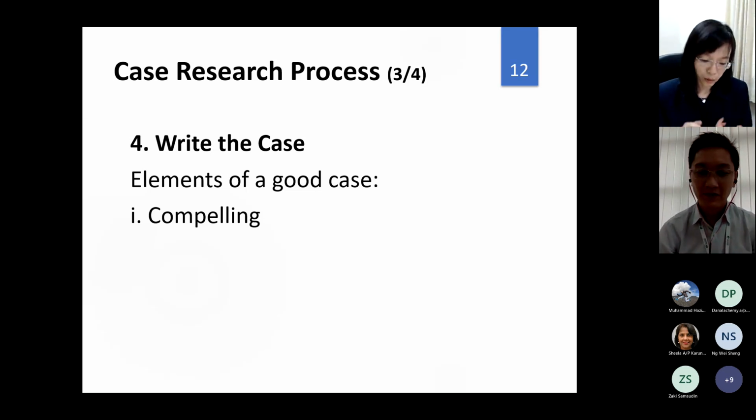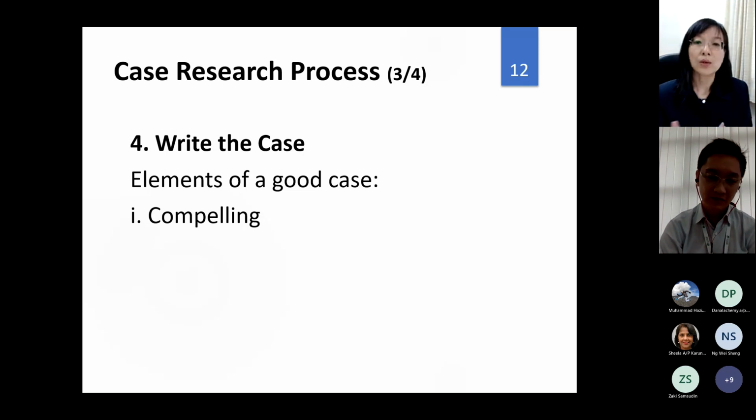The other one is to choose well-known or local companies that are well-known, because then people like to read about the case because it's a well-known company. Oh, well-known company also got this issue, right? So it is something that is interesting.